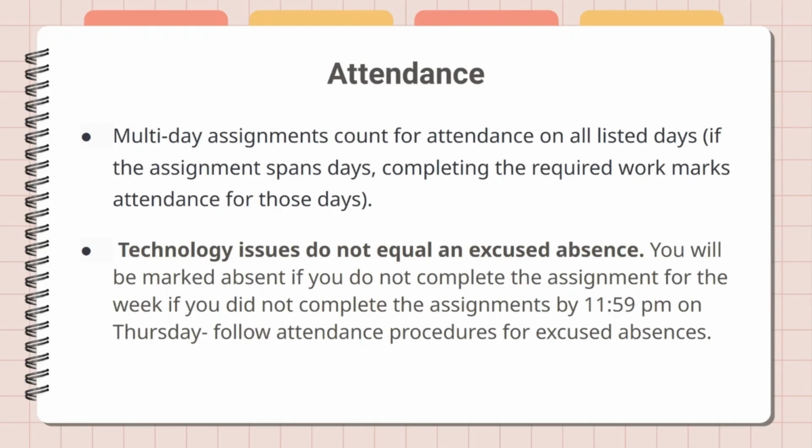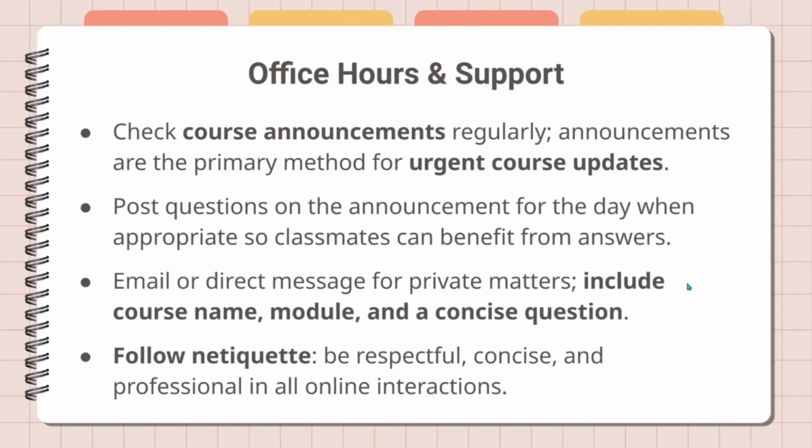You will get information from me, so make sure that you access your student email and your ParentSquare, or StudentSquare rather. And when we get a little bit deeper, we'll get Remind codes so that I can send out announcements via text and you have those as well. Check your course announcements. That's where I'm going to put your urgent updates if I need to cancel office hours or anything. We're going to go over how to email, but please make sure that anything that you post on announcements can benefit everybody, not just you.